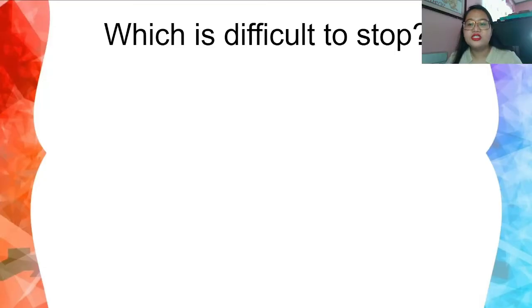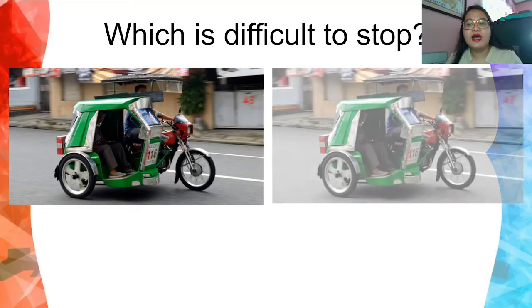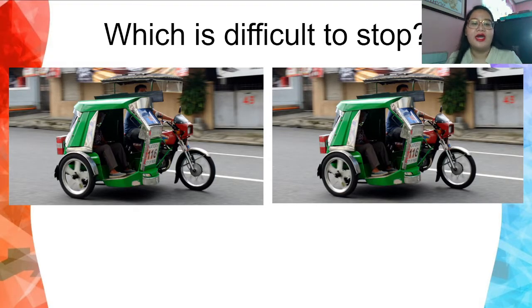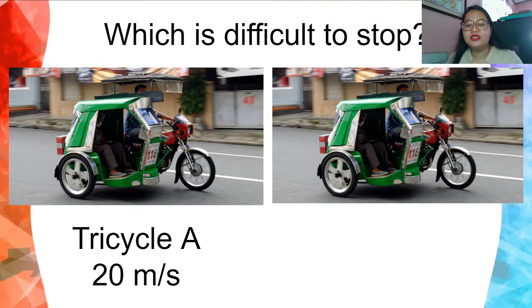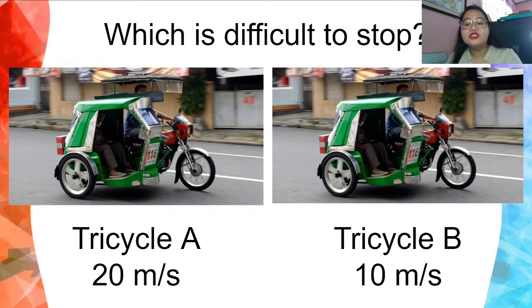Another question, which is difficult to stop. Let's say we have two identical tricycles, and tricycle letter A is moving at 20 meter per second, while tricycle B is moving at 10 meter per second. So, they are identical, they have the same mass, but they are moving with different speed. Which one do you think is more difficult to stop? Some of you may say tricycle A because it is moving faster than tricycle B. Now, let's find out if your answers to these two questions are correct.